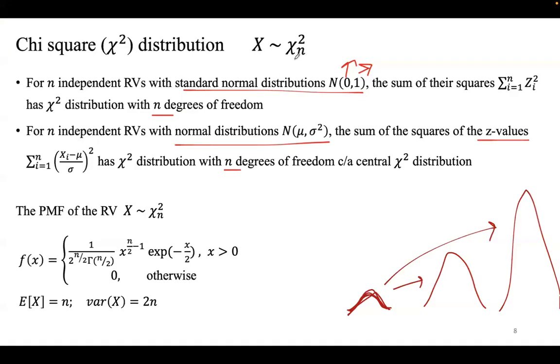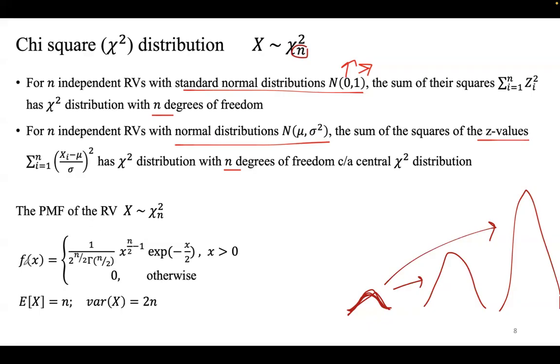I mean, here actually the only parameter that you're looking at is n. Now you're no longer interested in what was mu, what was sigma, because you've taken the z variable. You've already centralized it. So the only parameter that chi-square depends on is n.